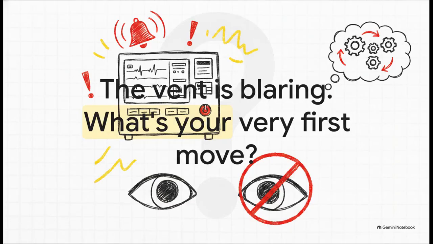So, picture this. You're covering the unit, the alarms suddenly start blaring, and let's be real, a little bit of panic sets in. What is the very first thing you actually do? It's incredibly easy to get tunnel vision and just stare blankly at the flashing lights on the machine. But to be effective, we have to completely reframe how we view these alerts.